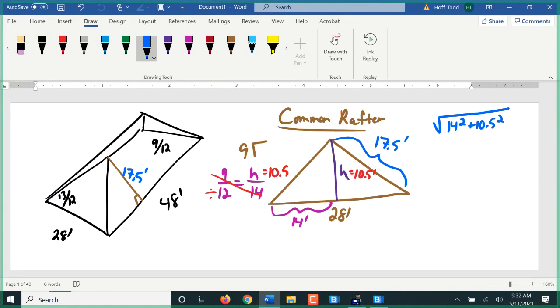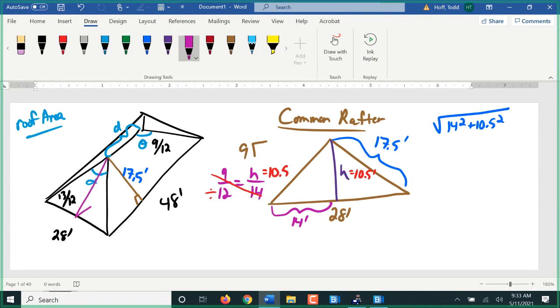Now from that, I should have specified, of course, what we're looking for here. We're looking for an angle here of alpha, an angle here of theta. We're looking for the ridge length D, and of course the roof area. So from that, we can't find anything quite yet. We need to now transition over to the hip roof side.